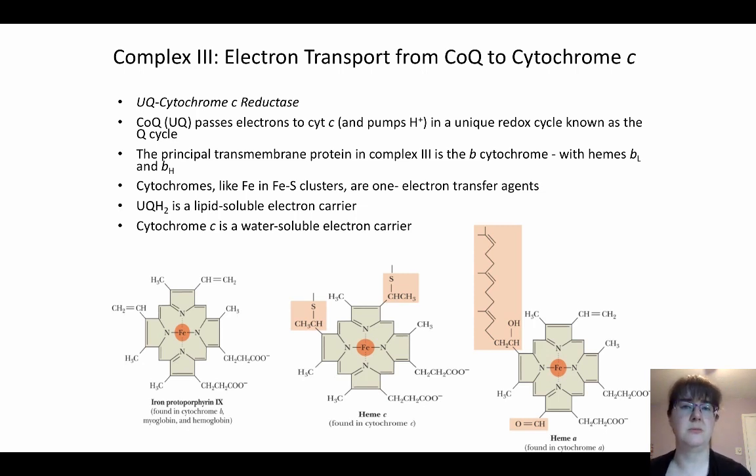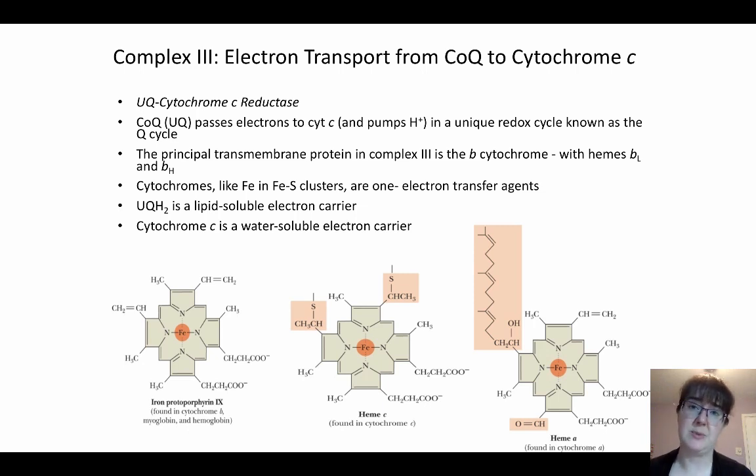So that coenzyme Q, again, that's our ubiquinone, ubiquinol. Ubiquinol is going to pass electrons to cytochrome C and pump protons in a unique redox reaction, which is going to be known as the Q cycle. We'll get to that in just a minute. This is then going to involve a transmembrane protein, which will be a B cytochrome with its own hemes. These cytochromes are also going to be 1-electron transfer agents. And to remind you that ubiquinol is that lipid-soluble electron carrier.